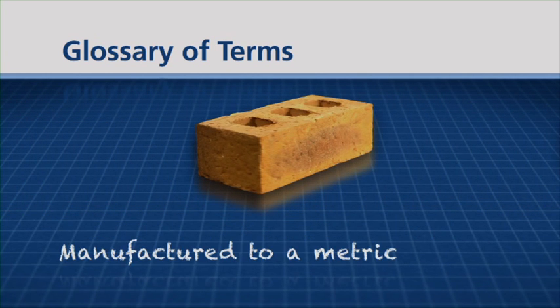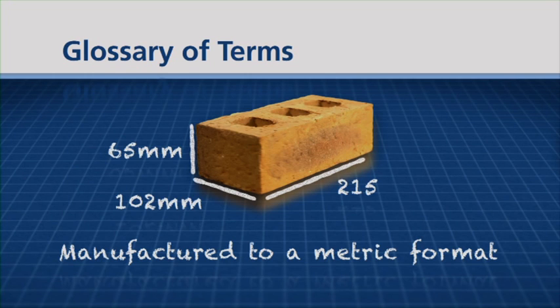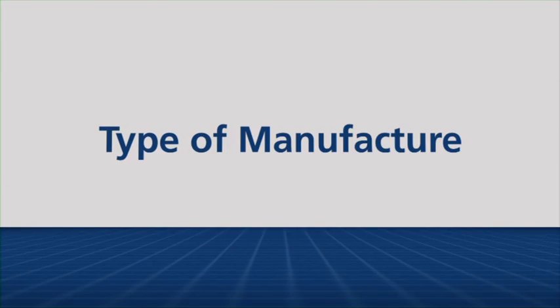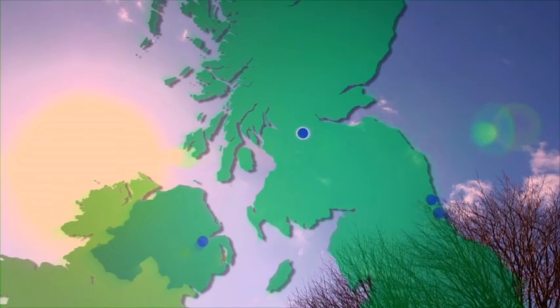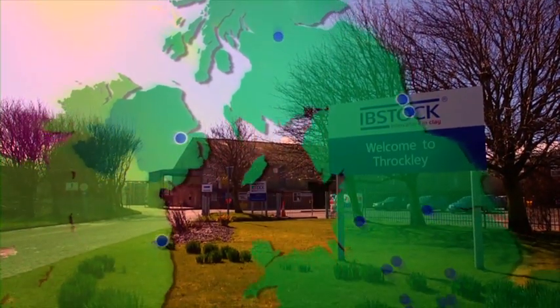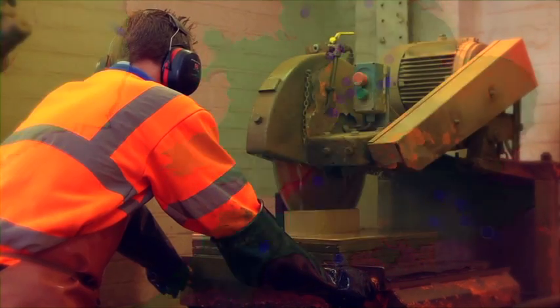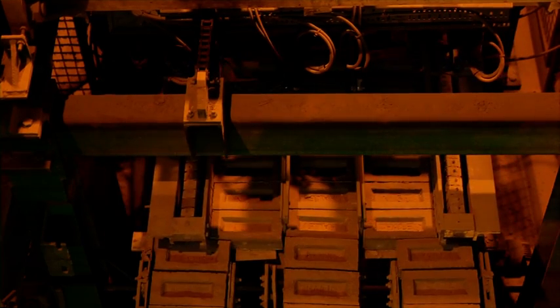IBSTOCK bricks are generally manufactured to a metric format, 215 by 102 by 65 mm. Some bricks are also available in heights of 50, 68 and 73 mm to aid matching with existing regional brickwork. Type of manufacture. IBSTOCK Brick have a number of factories located across the UK. Each factory produces different types of bricks to different specifications.